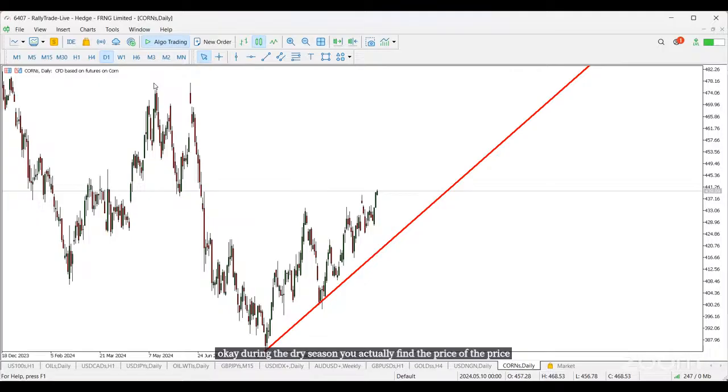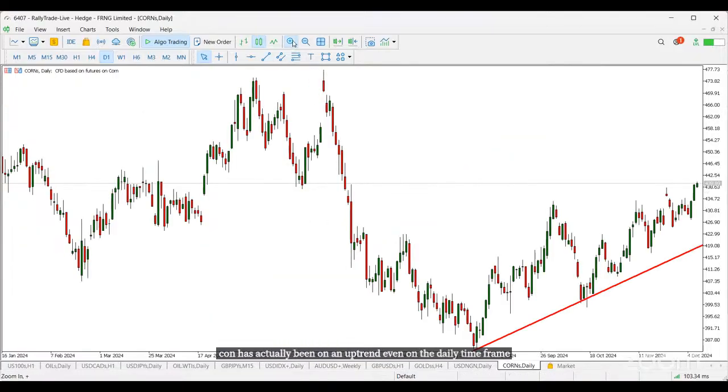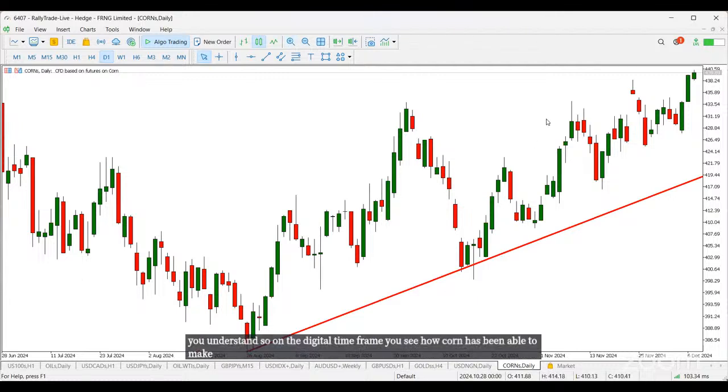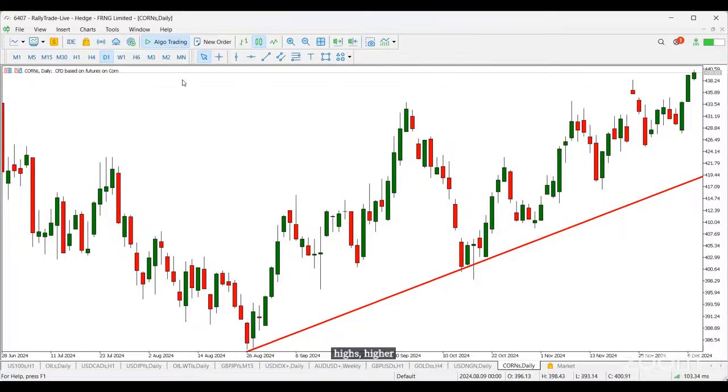corn, or the price of this asset, grow or rise, because something like corn is usually scarce during the dry season. Okay, and because of that scarcity, the value increases. That's why you can see around this place, from around August, corn has actually been on an uptrend, even on the daily time frame. Do you understand? So on the daily time frame, you see how corn has been able to make highs, higher highs, and higher lows generally.